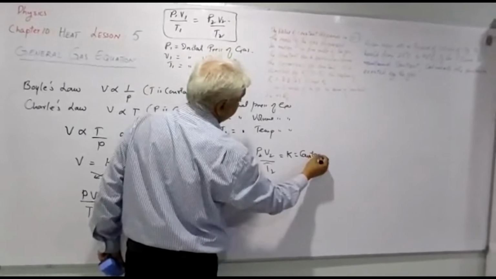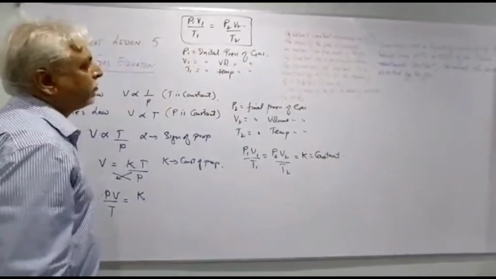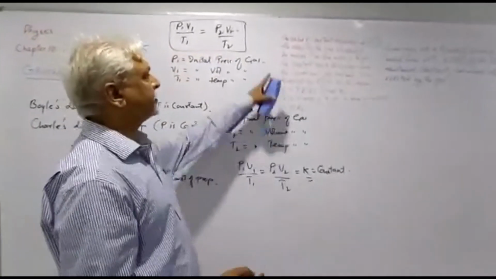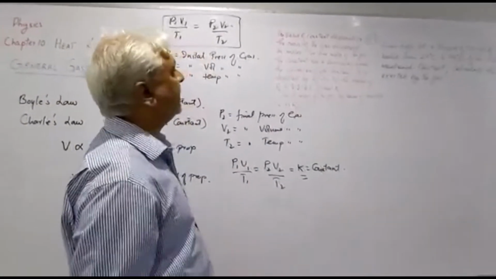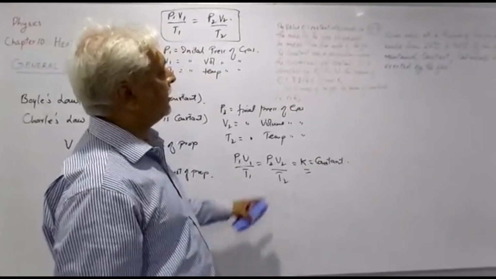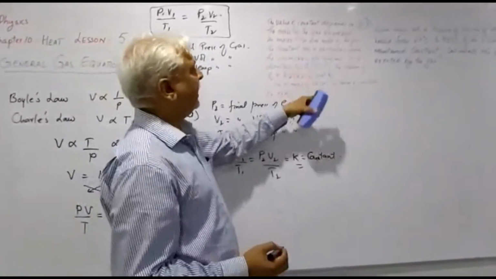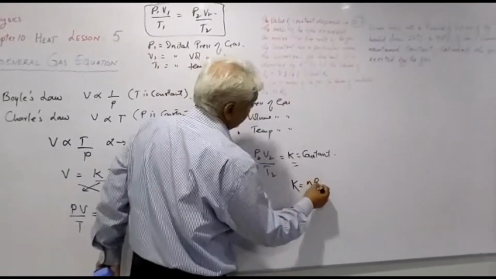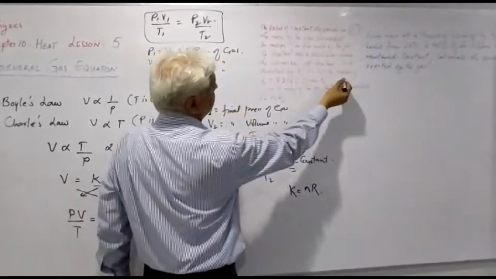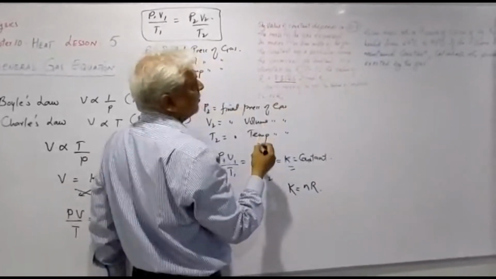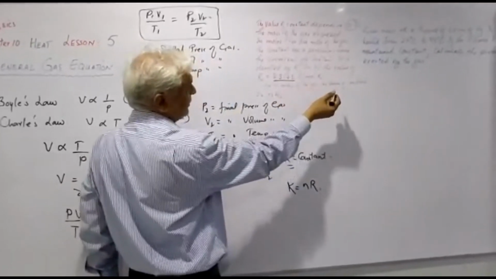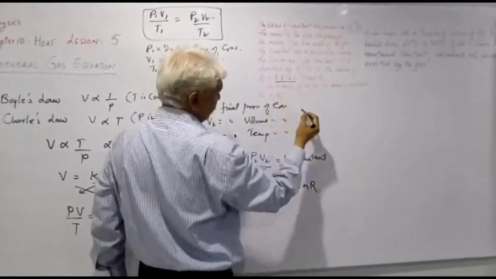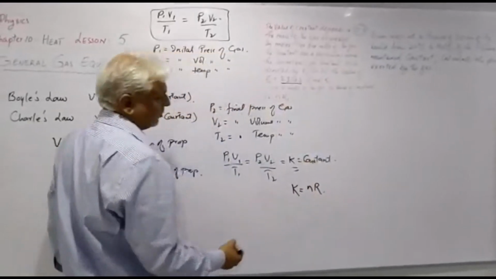Now, the value of constant K depends on the mass of the gas expressed in moles. For 1 mole of gas, the constant has a particular name, and it is called the universal gas constant, and it is denoted by R. So I can replace K as nR. R in SI unit, the value is 8.3145 joules per mole per degrees Kelvin, and for n moles of gas, the value of constant is nR.